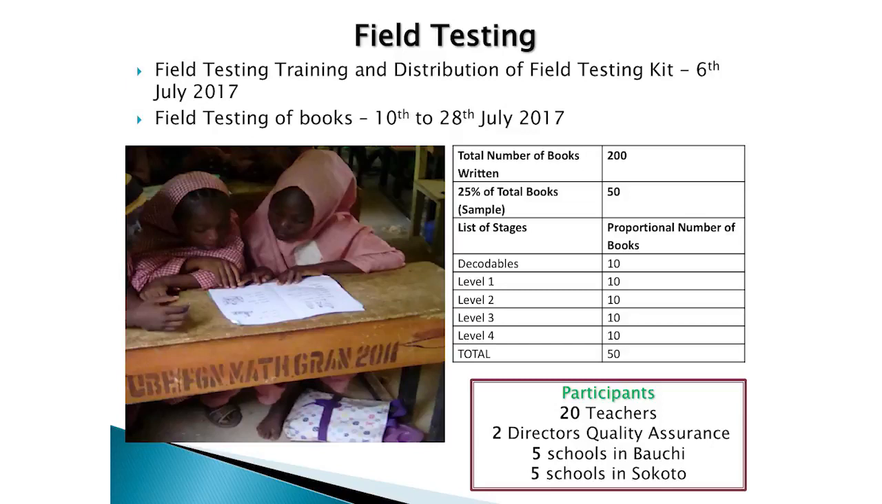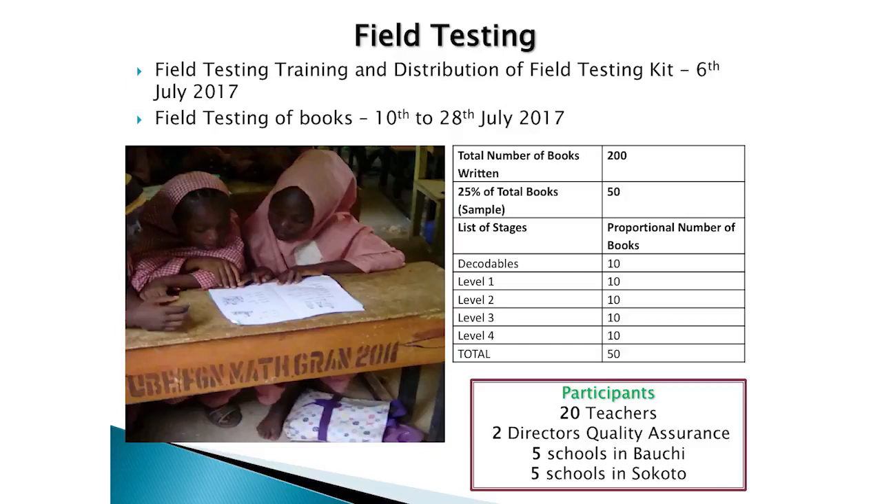So we had 20 teachers and two directors of quality assurance from two states. The states we used for the field testing are Sokoto and Bauchi states. We did field testing in these two states for the reason that we needed to do field testing in places where the teachers were already familiar with teaching literacy in Hausa, and were also familiar with the basic steps in terms of phonics, Hausa phonics, and with leveled materials. So we chose schools that were already in partnership with NEI Plus, which is the Northern Education Initiative. So we chose five schools.